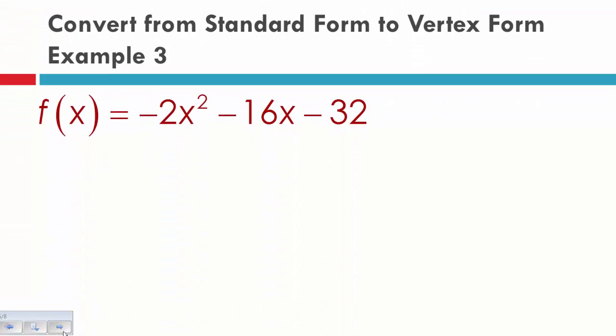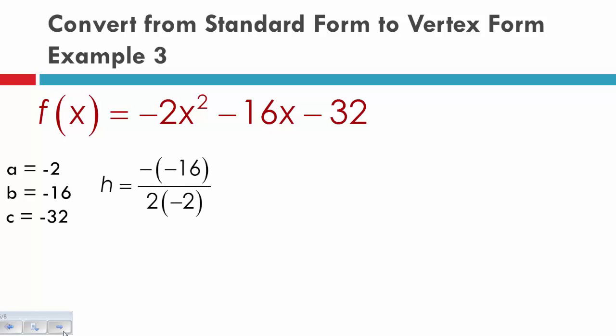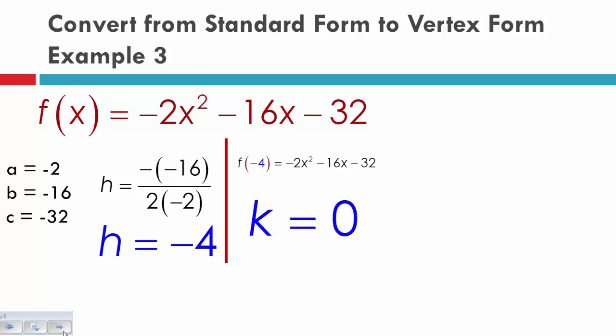Write this example down. Identify your a, b, and c value. The first thing we're going to do is find our h, which is negative b over 2 times a. Now we've got our h value. So using your calculator, go table, edit function, and start your value at negative 4. Step at 1. And it tells us that k is 0.